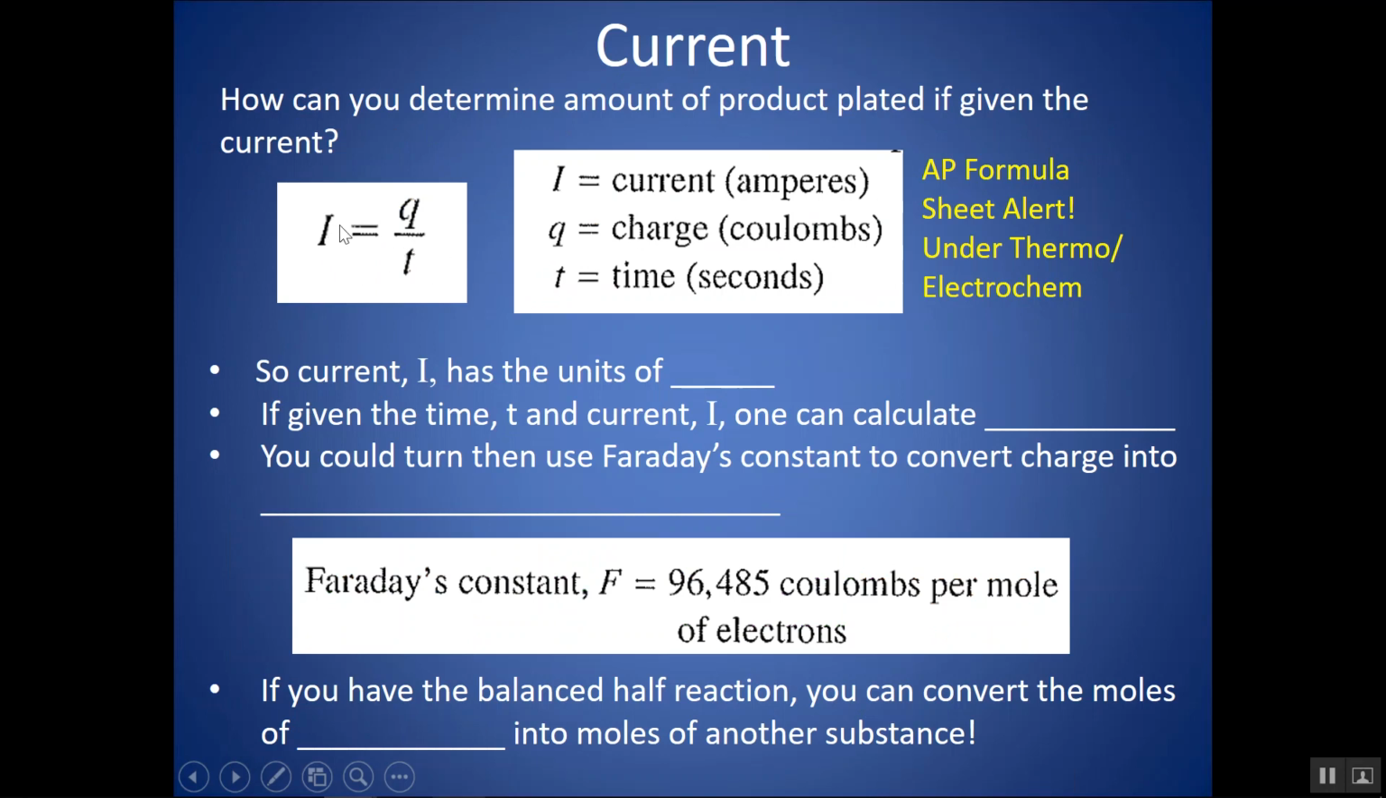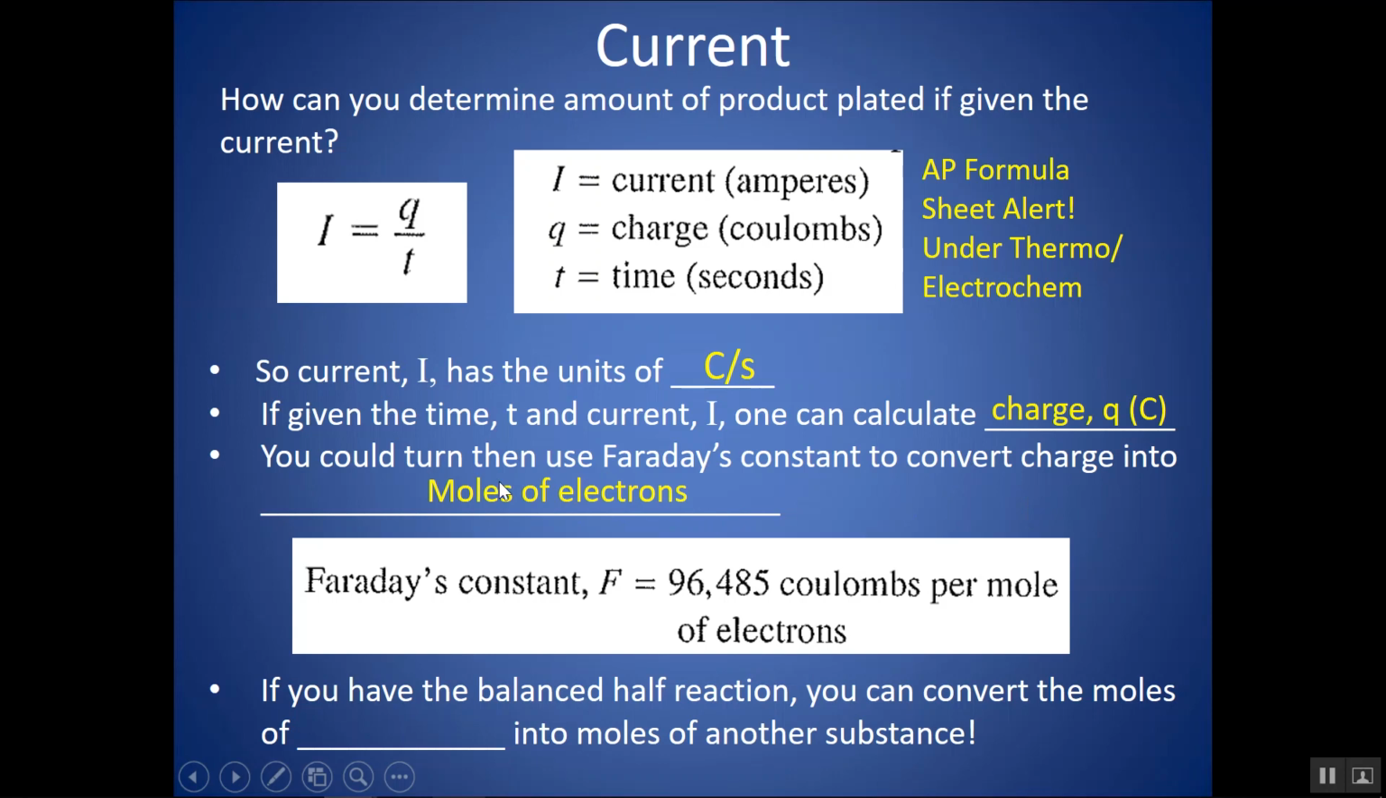You have this equation. I is your current in amps, Q is your charge in coulombs, t is your time. So current, I, has the units of coulombs per second, right? And we can see that here on your formula sheet. So if you're given the time and the current, through this equation you can calculate Q, the charge, if you have both I and t. And then we also know, from the formula sheet that we looked at before when we were doing voltaic cells, Faraday's constant tells us how many coulombs per mole of electrons. So if I know charge in coulombs and I know this constant, I can use this as a conversion factor, coulombs per mole, and end up converting into moles of electrons.